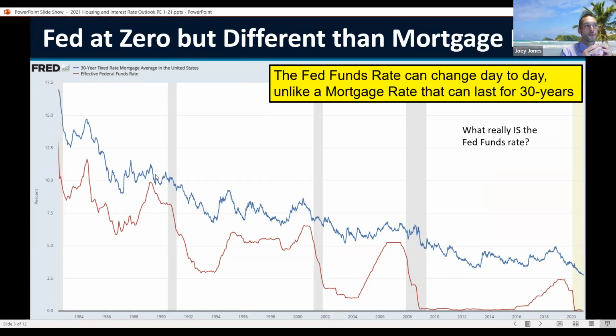This is a great chart that shows that the Federal Reserve does not set mortgage rates. What they set is the federal funds rate. And the federal funds rate is the rate at which banks lend money to each other overnight. A good analogy I like to use is if I'm the bank of Joey and you're the bank of Franny, at the end of every single business day, our books have to balance. Our assets have to equal our liabilities. And if I brought in $2 million worth of deposits and made 1.5 million in loans, I had 2 million coming in, 1.5 going out, I'm $500,000 heavy.